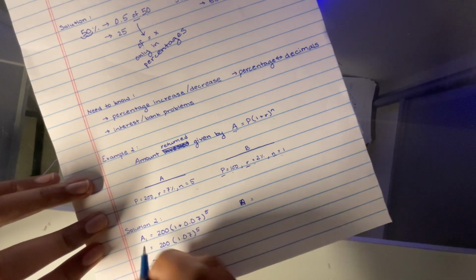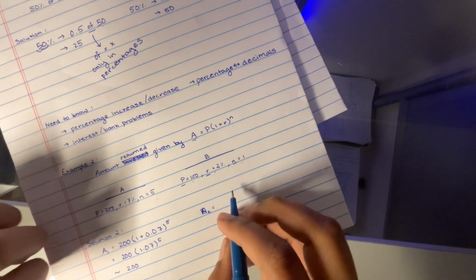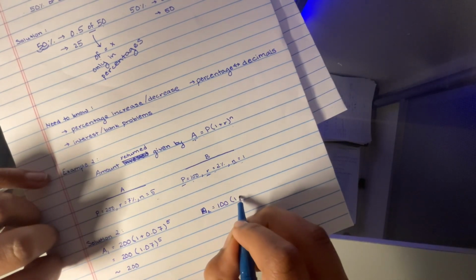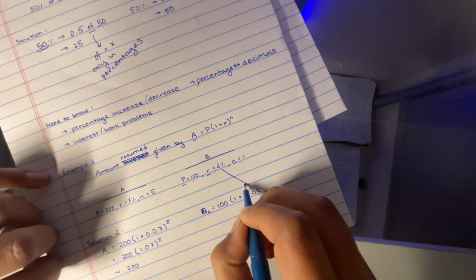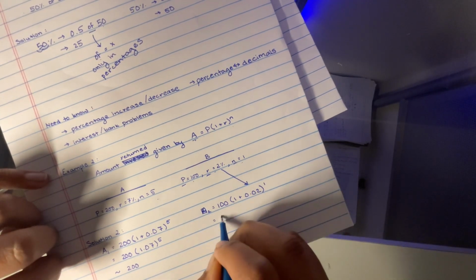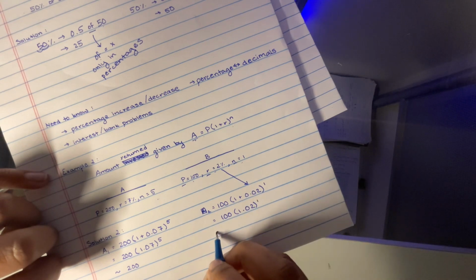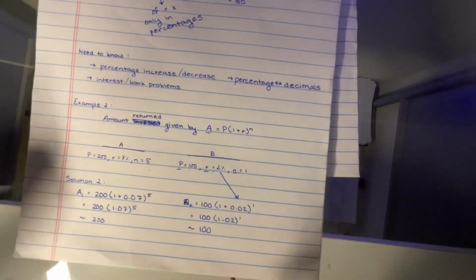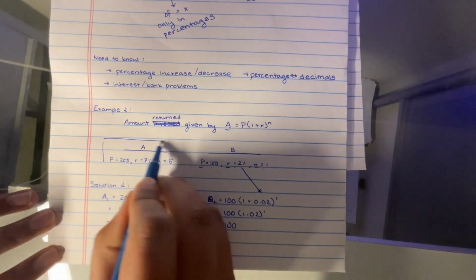I may do A sub 1, A sub 2. So A sub 2 here is 100 times 1 plus 0.02, because the percentage goes over here, to the power of 1. Once again, this is very close to 1, so we can just assume it's closer to 100. Now what you can notice is that this is closer to 200, this is closer to 100, which means that quantity A would be greater.